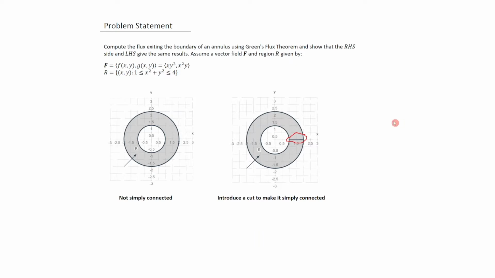So the problem statement is to compute the flux exiting the boundary of an annulus using Green's flux theorem and show that the right-hand side and left-hand side give the same results. We're going to assume a vector field F in region R given by the expressions that are shown, one for F and one for R. And so we start by drawing a picture of the region as described, which involves a region between a circle of radius 4 and a circle of radius 1. So this is 1 and this is 4. And so this is effectively the problem that we're looking at.